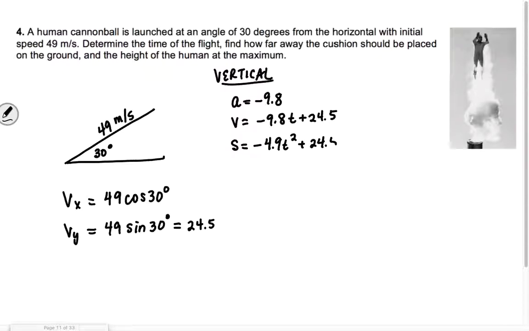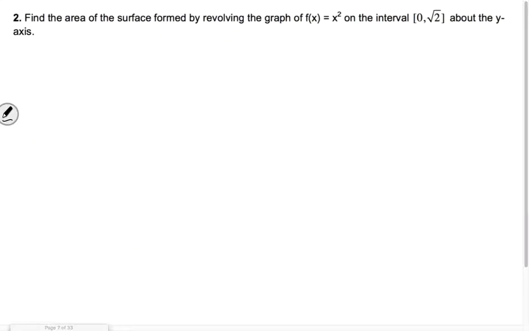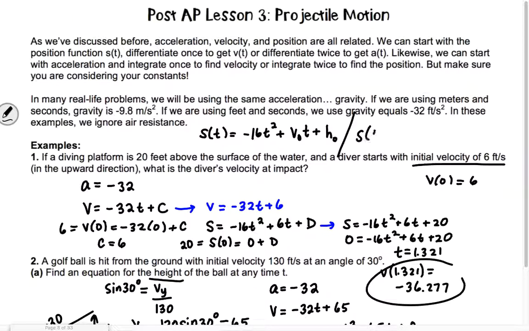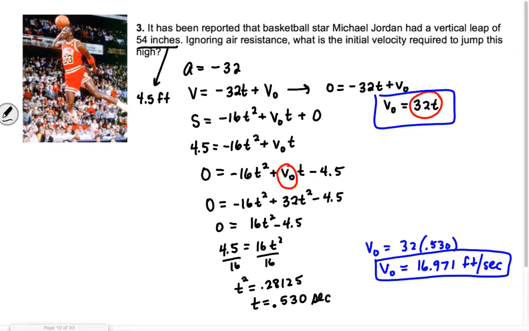Why have you used v sub y both times? Because I'm talking about vertical directions, the y component, and x is the horizontal. The position is always negative 4.9 t squared plus v sub o t plus h sub o. If your final thing's in feet, you use negative 16. If your final thing's in meters, you use negative 4.9.